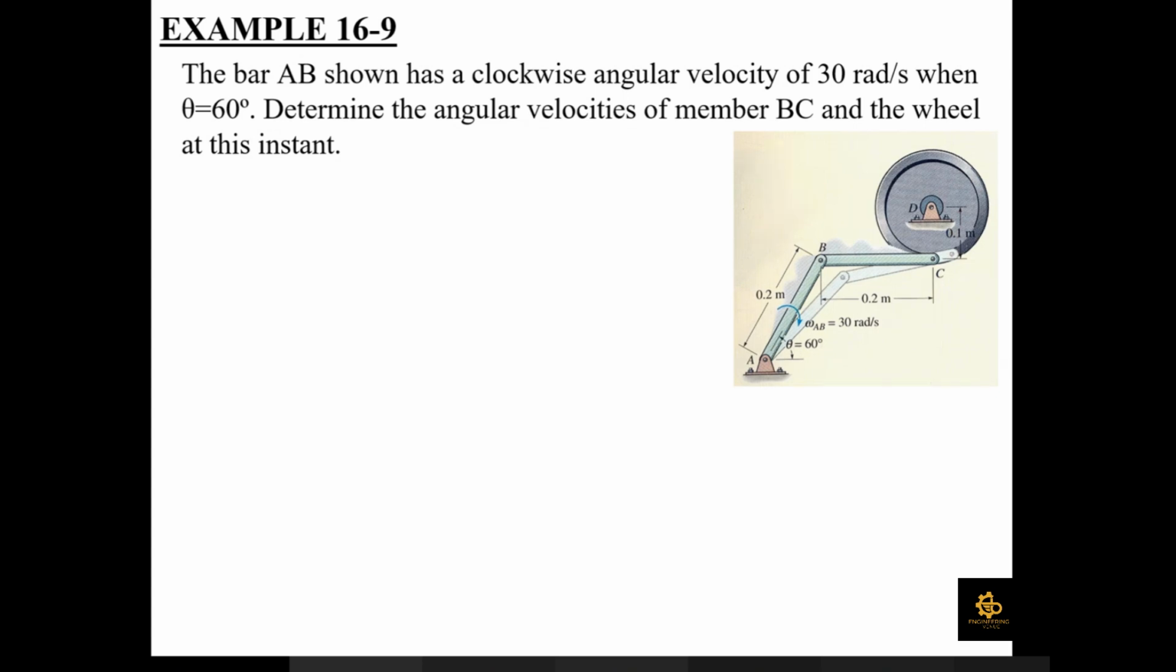First, starting with link AB. Link AB is being grounded from point A. So what type of motion would this link AB be performing? Pure rotation. It would be in pure rotation with respect to point A. So since this link AB is being grounded from point A, it means that it would be performing rotational motion with respect to point A.